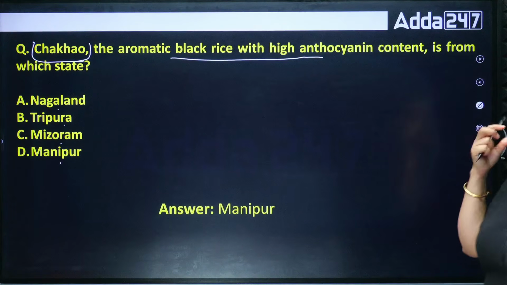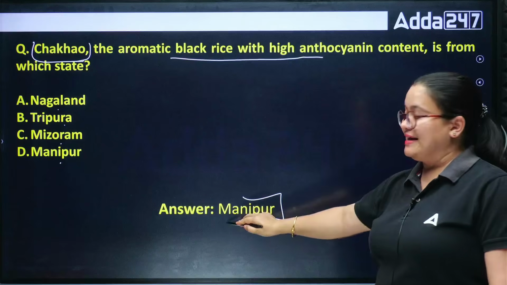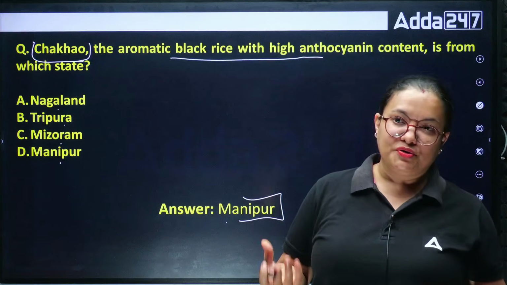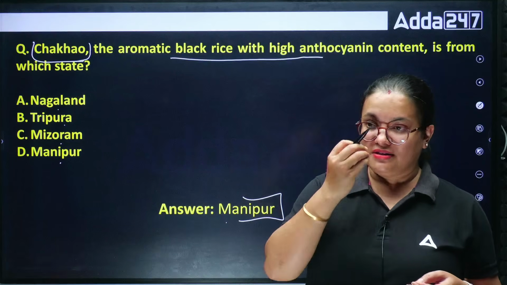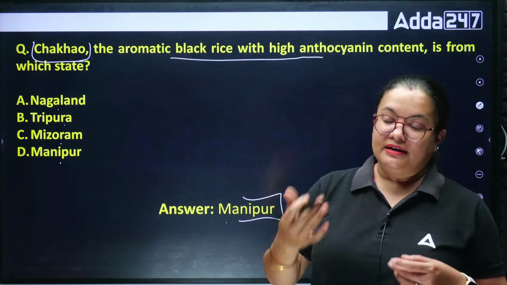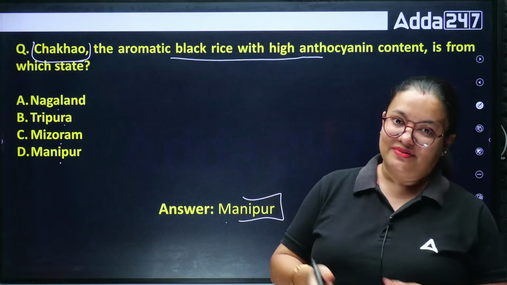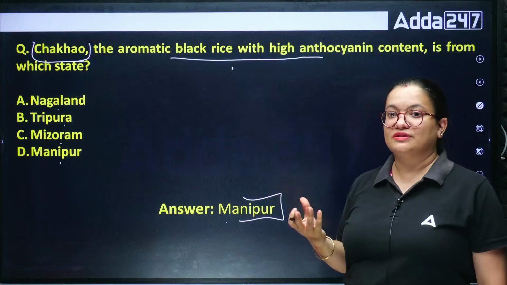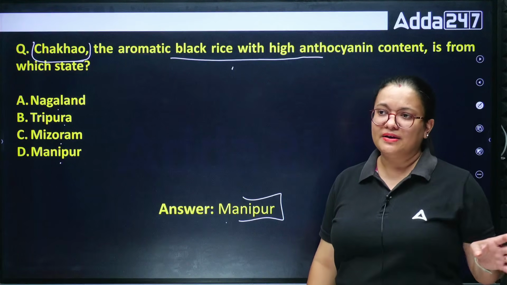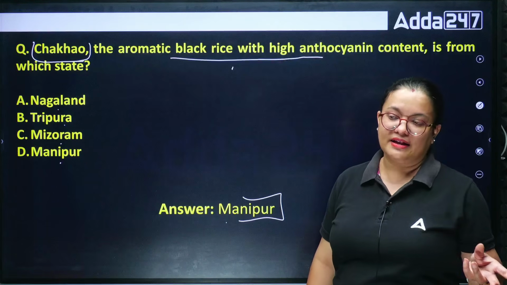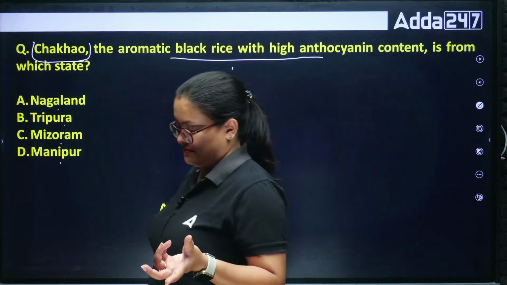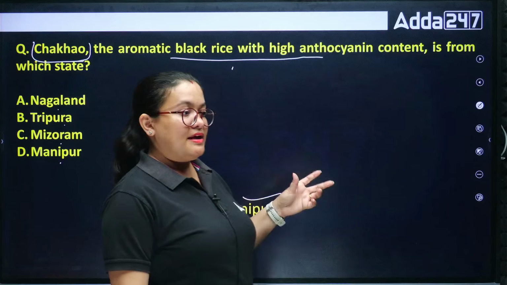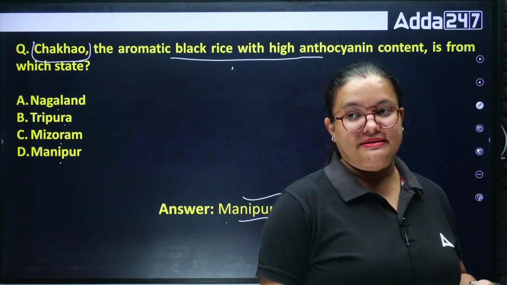Whenever we talk about this Chakhao black rice, it is a native rice of Manipur. We usually cook this rice for pudding or similar dishes because it has a very strong aroma, and it feels like we are having payasam, right? In some states we usually cook payasam, and most cook payasam with the help of this particular rice also. Apart from that, they also prepare some rice cakes and pudding.